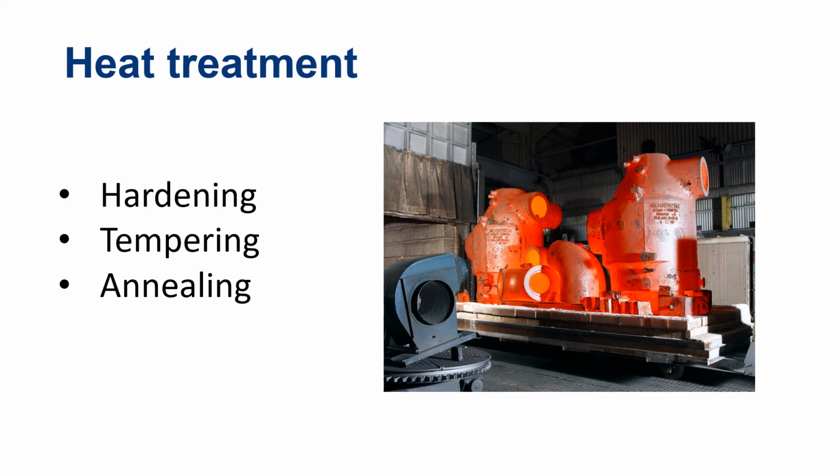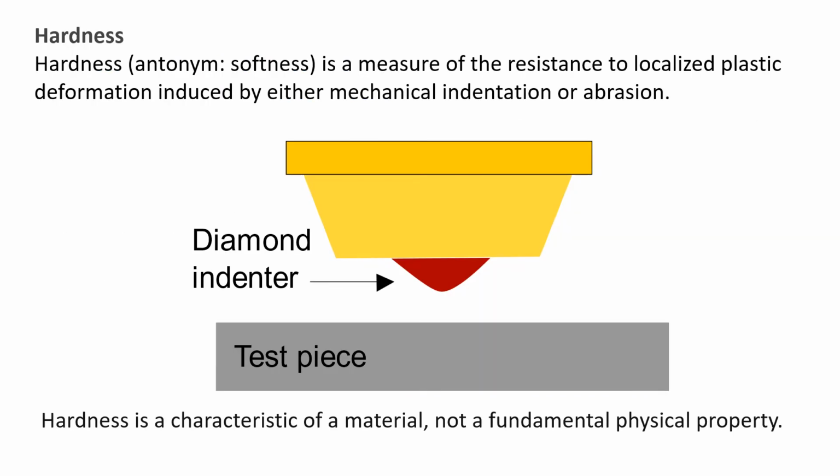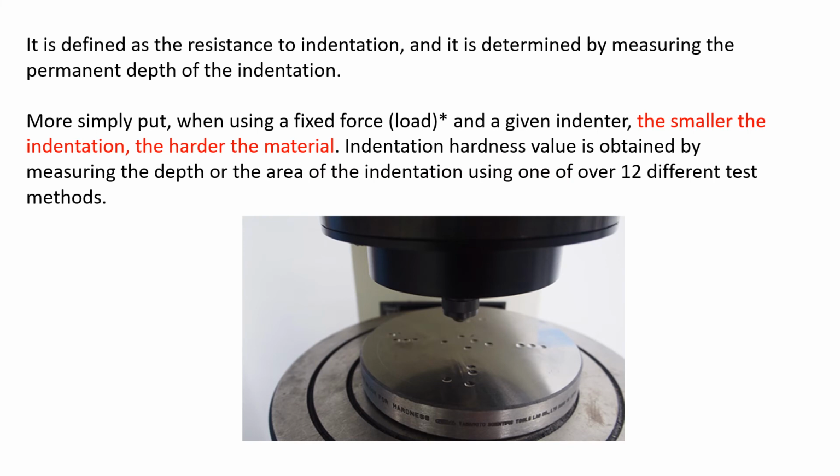Let's do some quick revision from year 1. Hardening makes the metal hard, tempering makes the metal tough, and annealing makes hardened metal soft. What is hardness? Hardness is a measure of resistance to deformation. In plain English, what force is required to dent or scratch a bit of metal or any other material? Therefore, the smaller the indentation given a force, the harder the material.